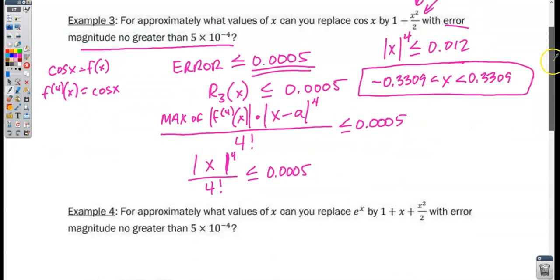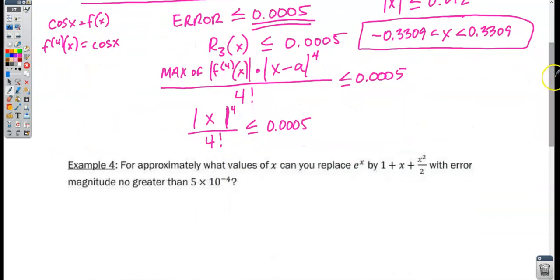All right, keep plugging away. For approximately what values of x can you replace e to the x by 1 plus x squared over 2 with error no greater than 5 times 10 to the negative fourth? So here, this is the third order error. We want the third order error to be less than or equal to 0.0005.